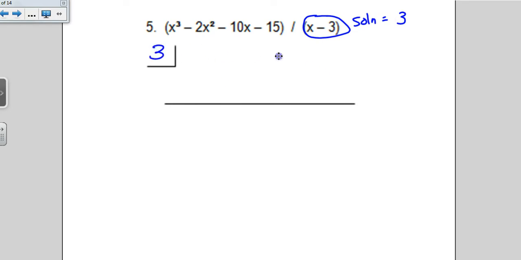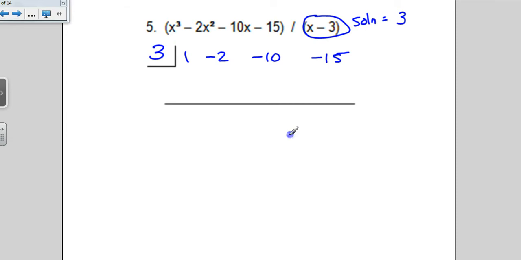And then next to the box, we're going to write the coefficients of the first polynomial in standard form order. So his coefficients are 1, negative 2, negative 10, and a negative 15. So I'll just take a minute and look at that setup and see if that makes sense to you. The solution to your divisor goes in the box, and then the coefficients go right along here.